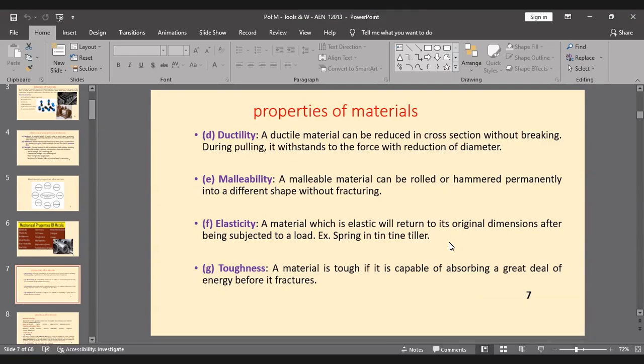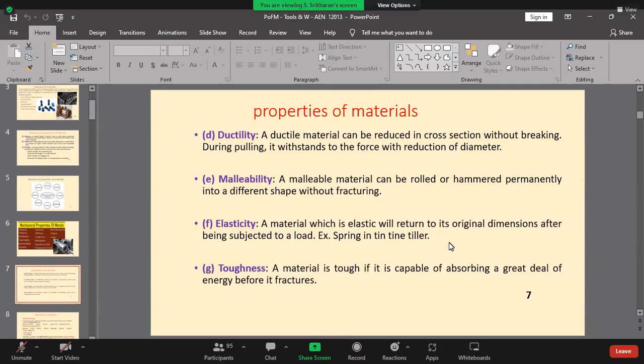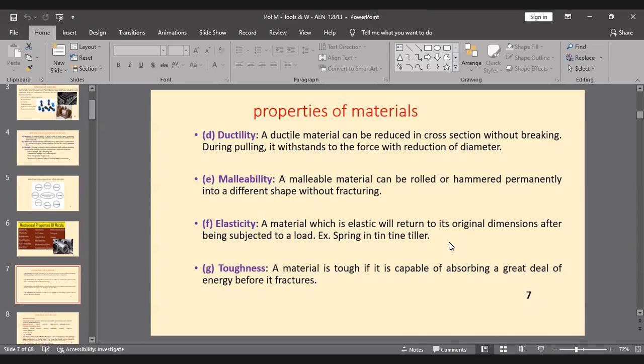Right. Toughness. A material is tough if it is capable of absorbing a great deal of energy before it fractures. So toughness means more hard, very hard, like glass or something like that. Okay, you can have it.